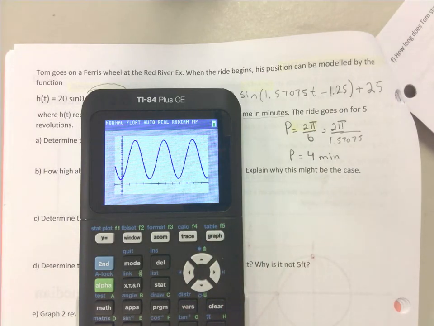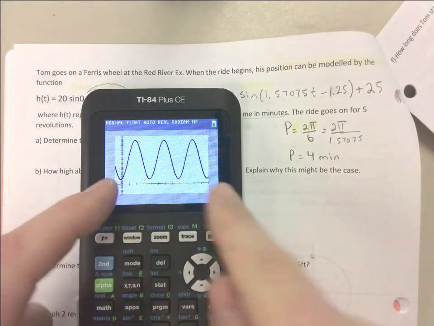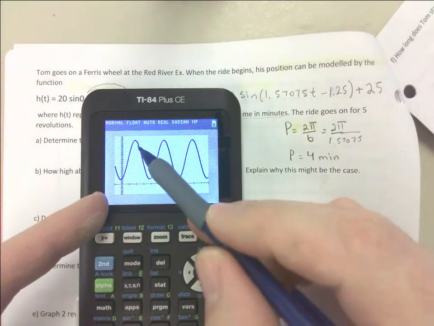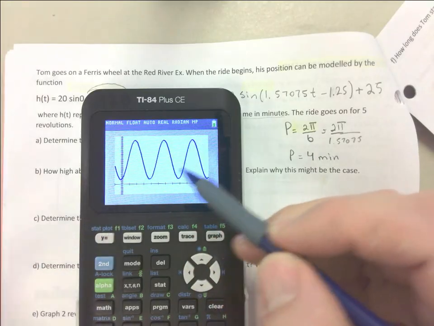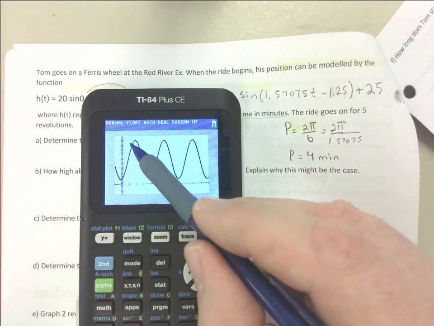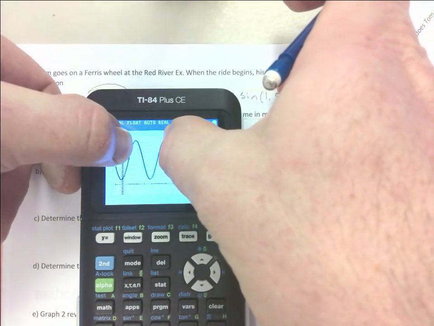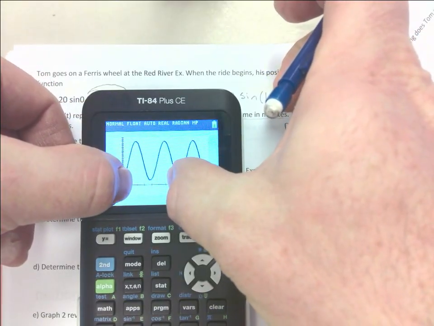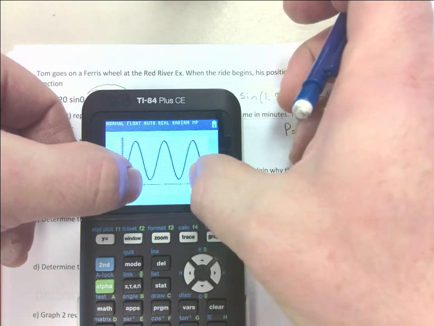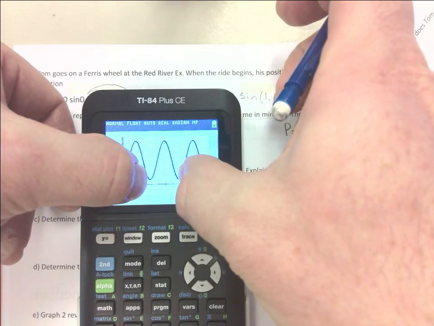So don't freak out when you see the full screen. It's just that you're looking at way too many waves, and so it's overwhelming. You just want to zoom in. And I see 1, 2, 3. That's pretty good. Just remember that from cap to cap is the length of a period. So if you measure it along the x-axis, it would be 4 minutes. Same from low to low, it would be 4 minutes.